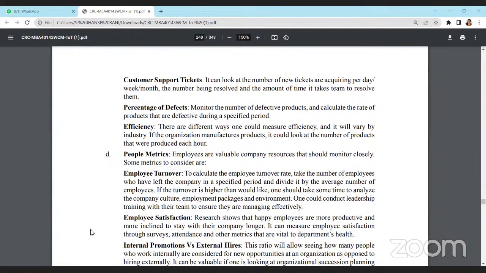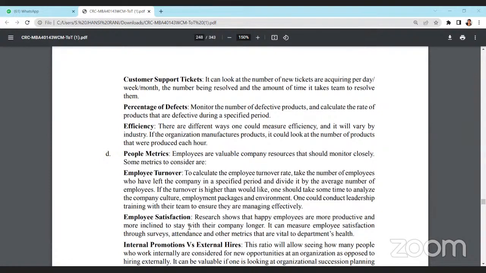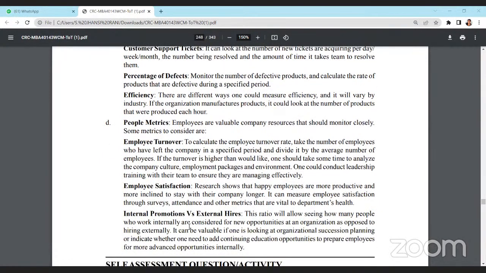Employees are valuable company resources that should be closely monitored by the organization. Under that, the first one is employee turnover, then employee satisfaction, and internal promotions versus external hires.